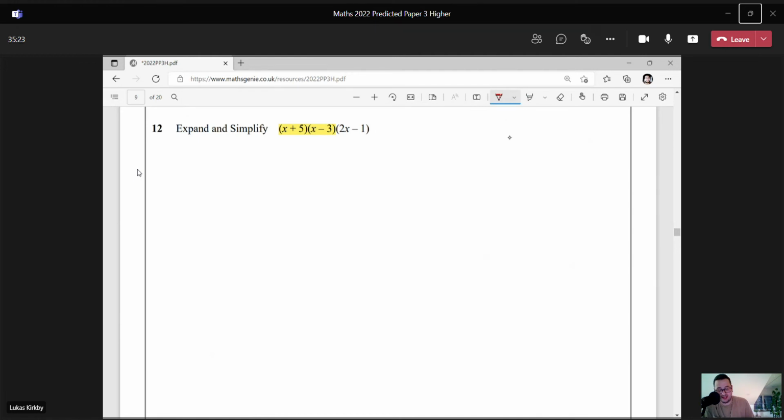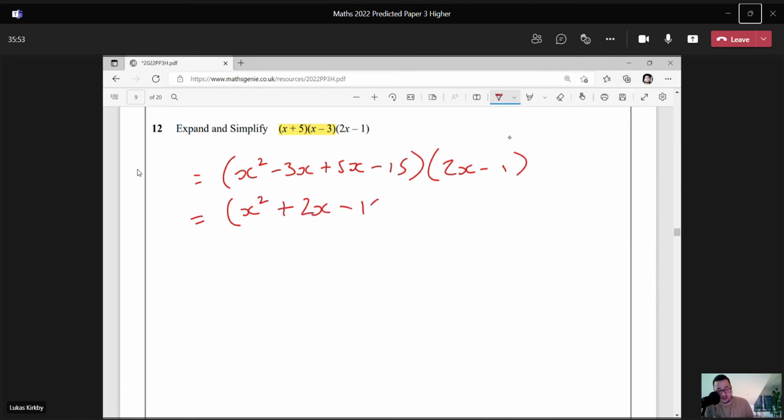So x times x is x squared. And then x times -3 is -3x. 5 times x is 5x. And plus 5 times -3 is -15. So that's those first two times together. And then we've still got this 2x minus 1. Then we can just tidy that up a little bit. So bring those x's together. So we've still got an x squared. And then minus 3x plus 5x is going to give you plus 2x. And then we've still got a minus 15. And we're timesing that by 2x minus 1.